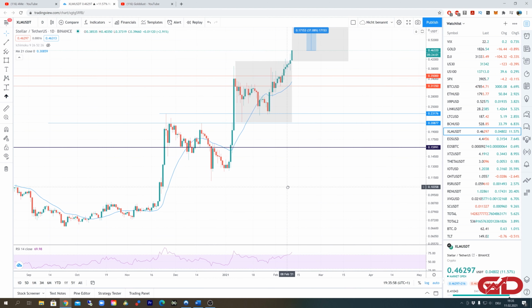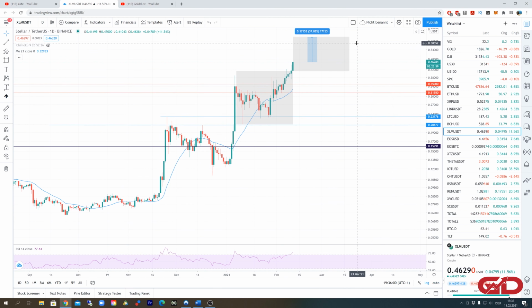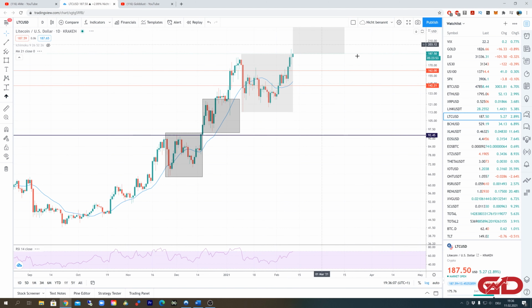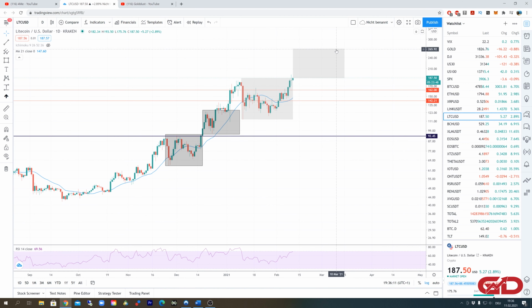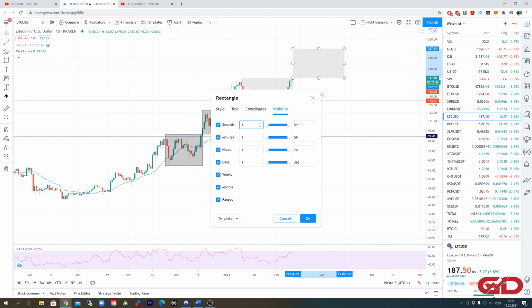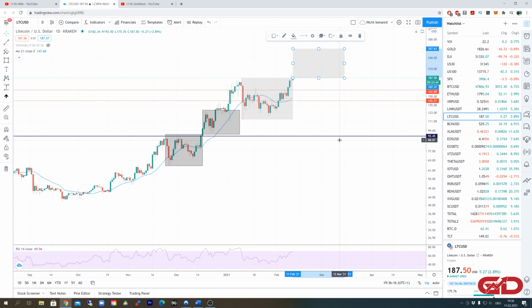And that is the price target for Stellar. The Stellar price target is 63.5 cents, and the Litecoin target is 267.63. Those are the two price targets for these two coins.